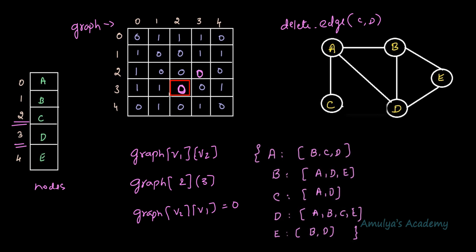I need to make this as 0 because here every row and column represent the connection between the nodes, whether there is an edge between the nodes or not. Now when I delete this, there is no edge from C to D and D to C. That's why I need to make the value as 0. Here you can see this is C to D, I need to make this as 0. And here this is D to C, I need to make this as 0. That is nothing but graph of V1, V2, graph of V2, V1. I need to make this value as 0 when I delete an edge from the undirected unweighted graph.